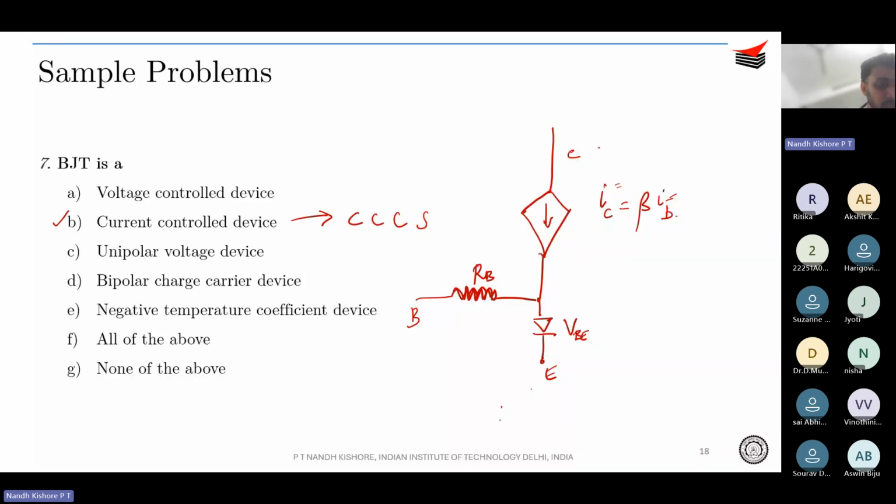Is it a unipolar voltage device? Of course, it's a unipolar voltage device. It cannot block bidirectional voltage, right? This is something we saw earlier as well. Can it carry current in both directions? Normally, no, but generally people do put antiparallel diode. So therefore, it can of course carry current in the other direction as well, bipolar charge carrier device. And it's a negative temperature coefficient device, right? Because it's a minority carrier device, like IGBT, right? So it has a negative temperature coefficient. Okay.